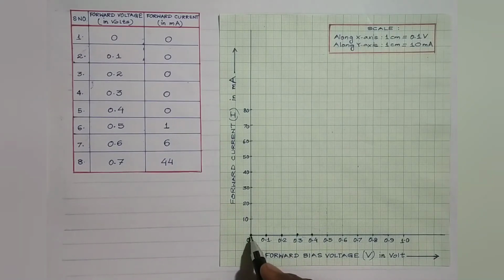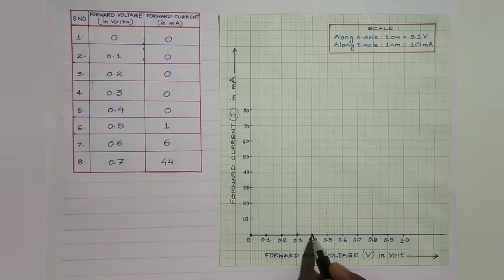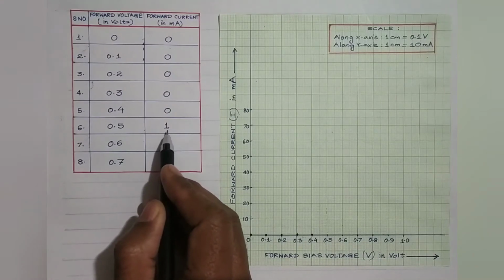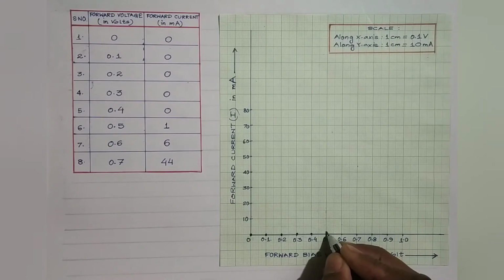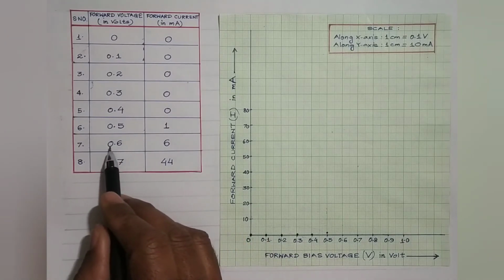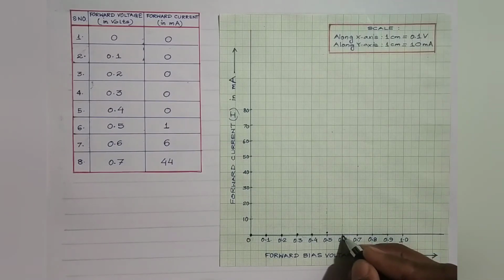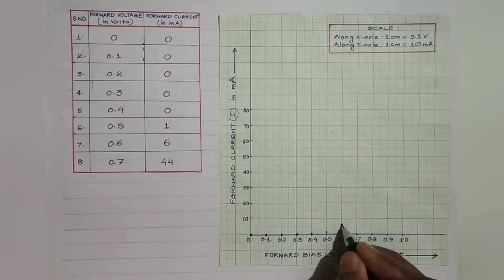So correspondingly, the first point is 0, 0, second one is 0.1, 0, third one is 0.2, 0, next is 0.3, 0, then 0.4, 0, right? And then corresponding to 0.5 volt, the forward current is 1 milliampere. Then corresponding to 0.6 volt, the forward current is 6 milliampere. So 0.6 on the x-axis and on the y-axis it is 6. So this is 5 and this is 6. So this is the point.